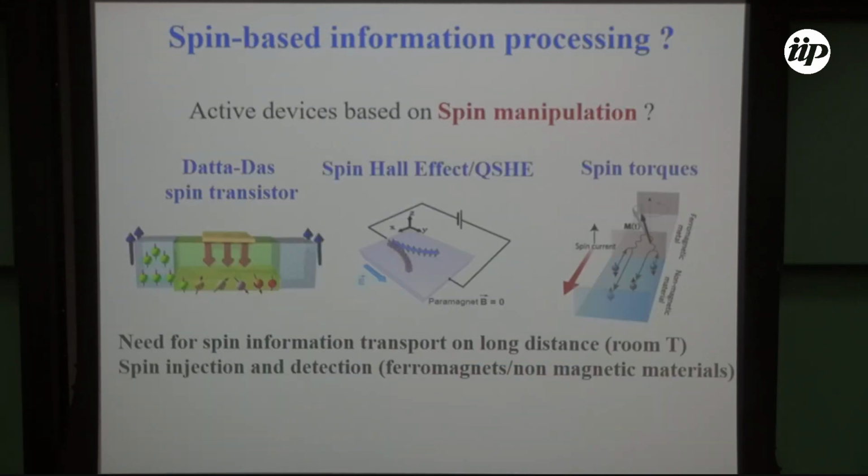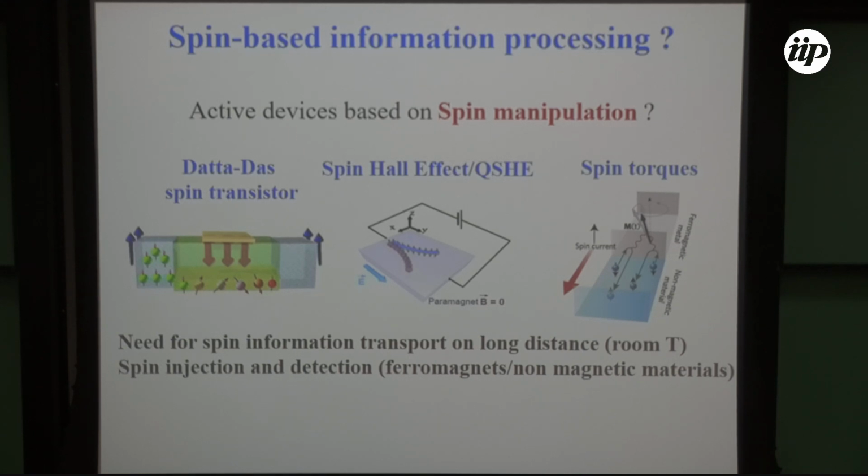For a long time, this memory application was the driving force of spintronics, but people became concerned about why not go further and use the spin degree of freedom to process information, to go for computing.